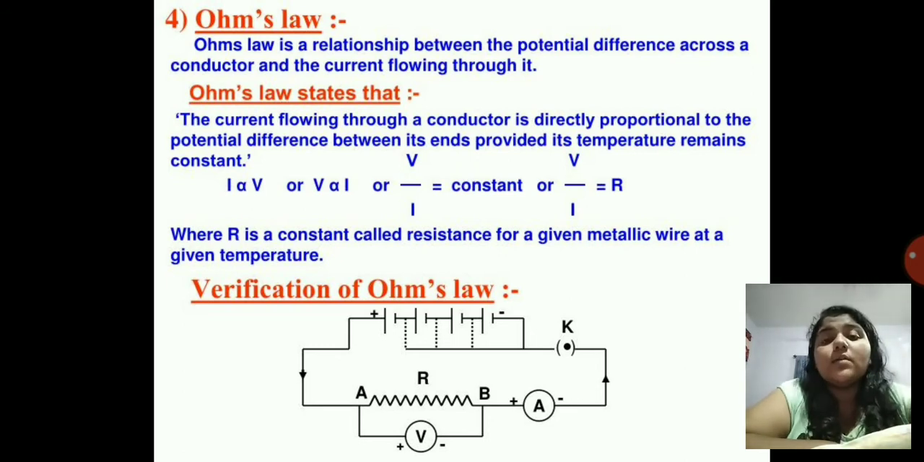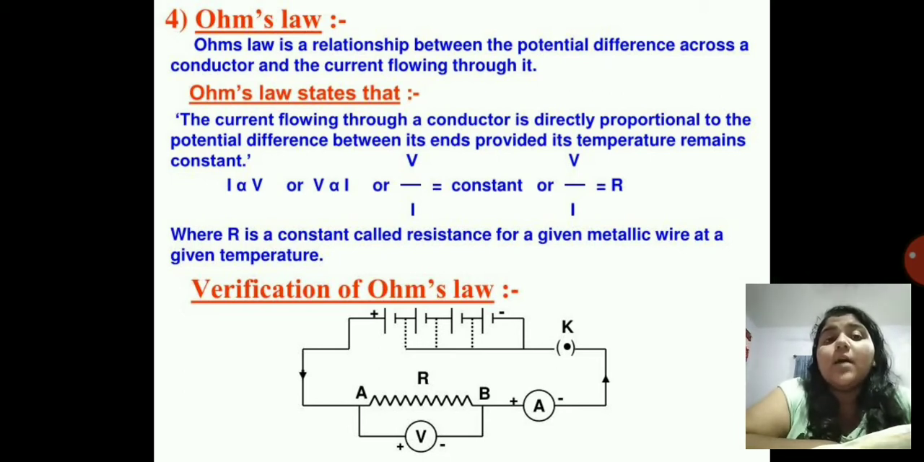Do not write this law in your own words. You have to remember the law as it is. The current flowing through a conductor is directly proportional to the potential difference between its ends, provided its temperature remains constant. I'll break this law into parts. Listen carefully to where I give the stress and where I break the sentence. In this way you can learn this law very carefully and efficiently.